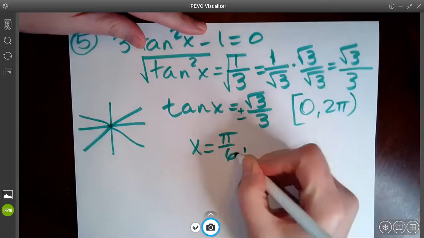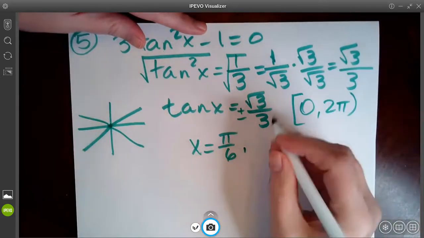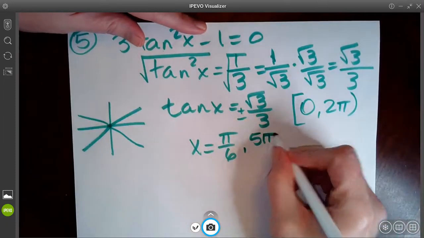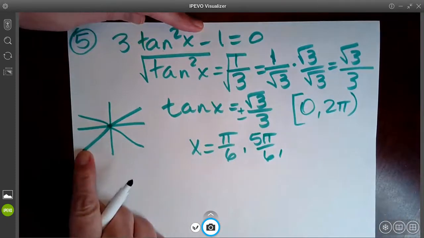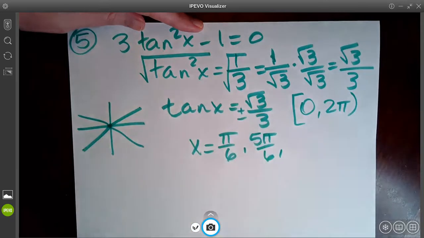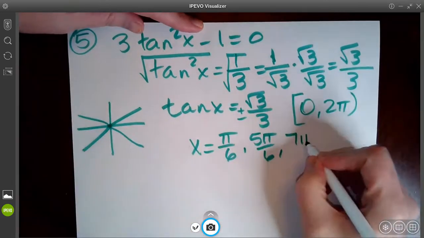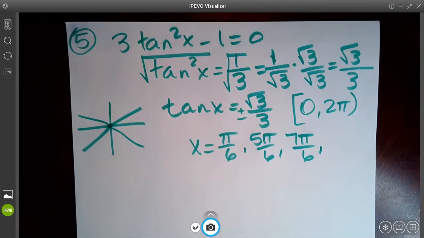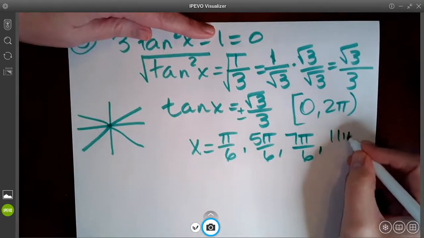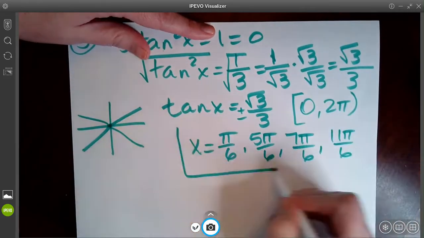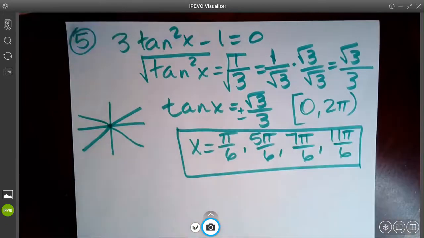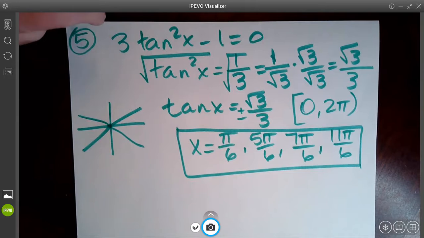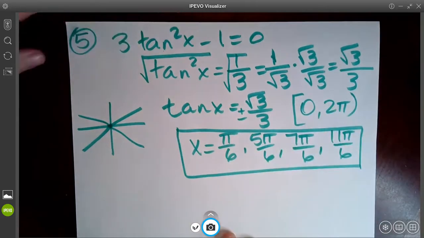So we got pi over 6 in quadrant 1. In quadrant 2, tan would be equal to a negative root 3 over 3 at 5 pi over 6. In quadrant 3, tan would be equal to a positive root 3 over 3 at 7 pi over 6. And in quadrant 4, tan would be equal to a negative root 3 over 3 at 11 pi over 6. So when you get that plus or minus, you're probably going to have 4 solutions. And again, we're only doing from 0 to 2 pi.